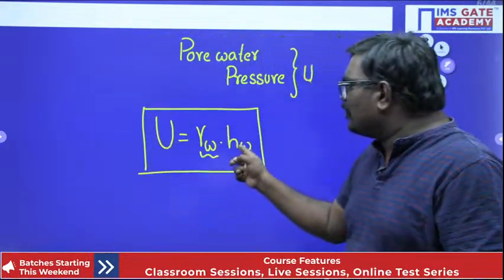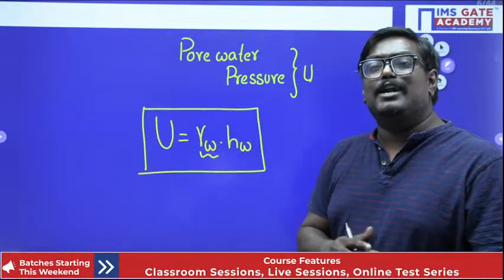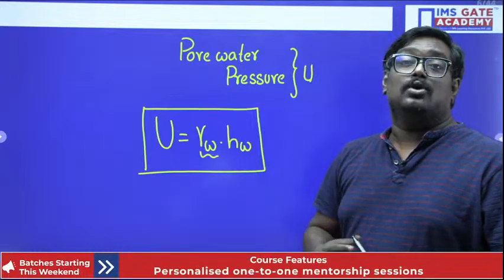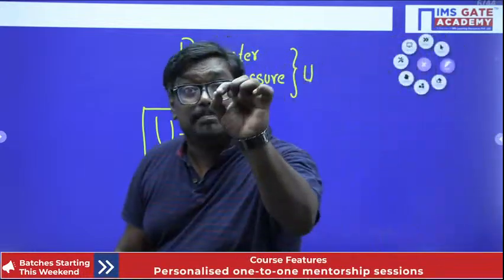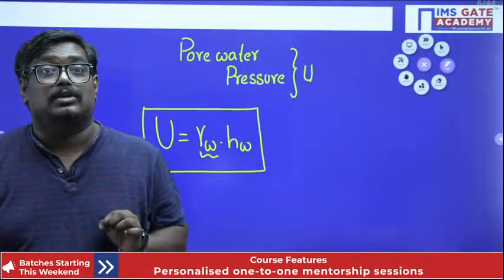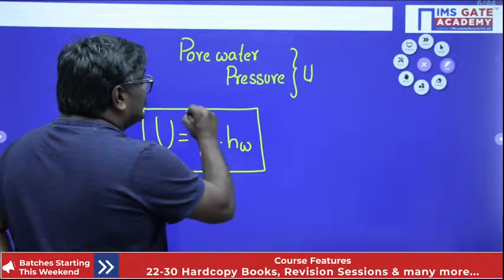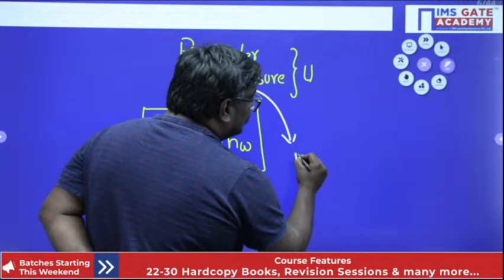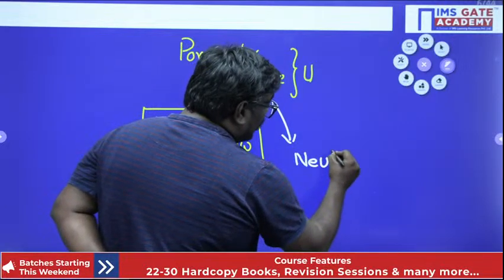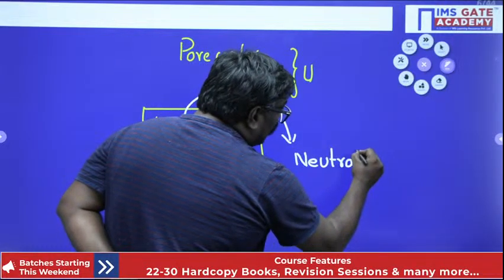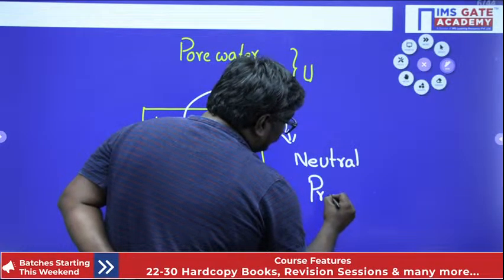So height of water will be 0. So gamma W into 0 will be 0. And important thing, please write this as a note, students. Pore water pressure is also called neutral pressure, my dear students.